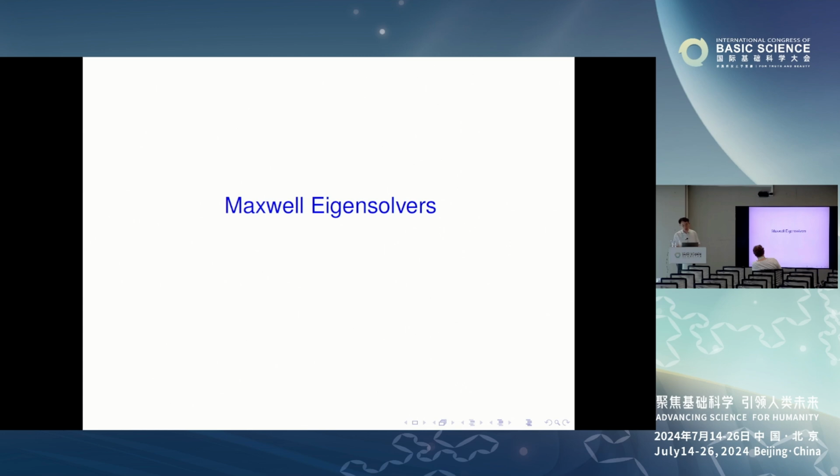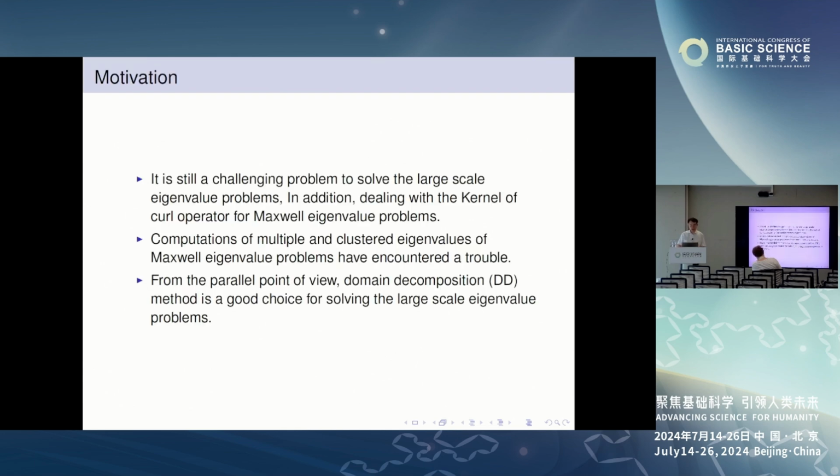Okay, last one, we move to Maxwell eigensolvers. We are just using the second part's result to show you. It is still a very challenging problem to solve the large-scale eigenvalue problem, in addition to dealing with the kernel of the curl operator for the Maxwell eigenvalue problem. The problem is that we should compute the multiple and clustered eigenvalues of the Maxwell eigenvalue problem, which has encountered lots of trouble. From the parallel point of view, the domain decomposition method is a good choice for solving the large-scale eigenvalue problem.